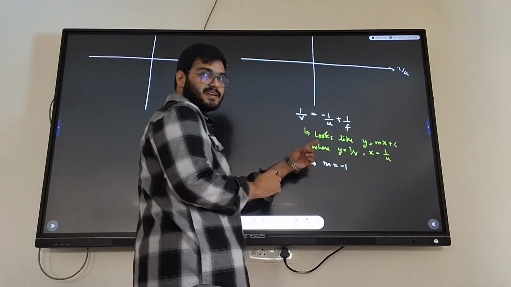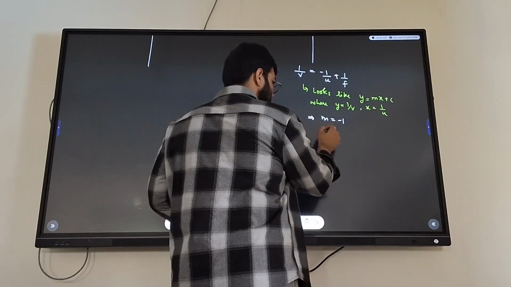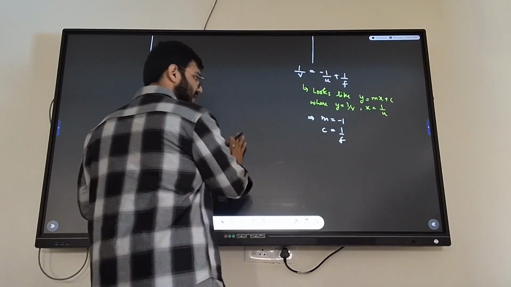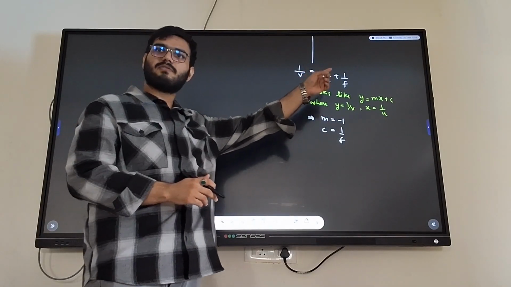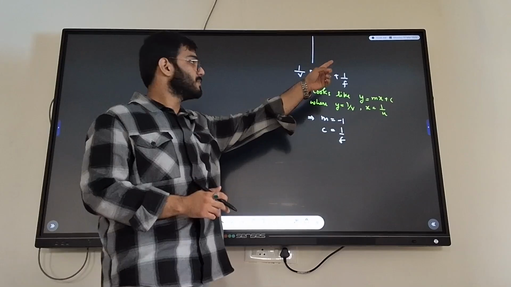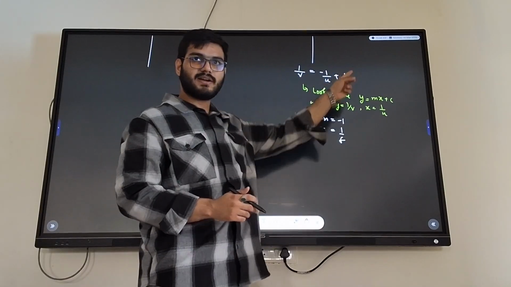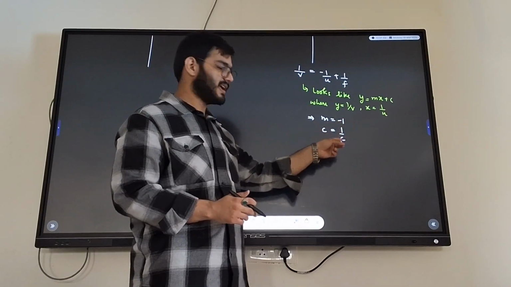And what is the y-intercept? It's 1 by f. Can you compare and tell me, is this correct? Is everyone okay with what I have written here? The slope is minus 1. The y-intercept is 1 by f.